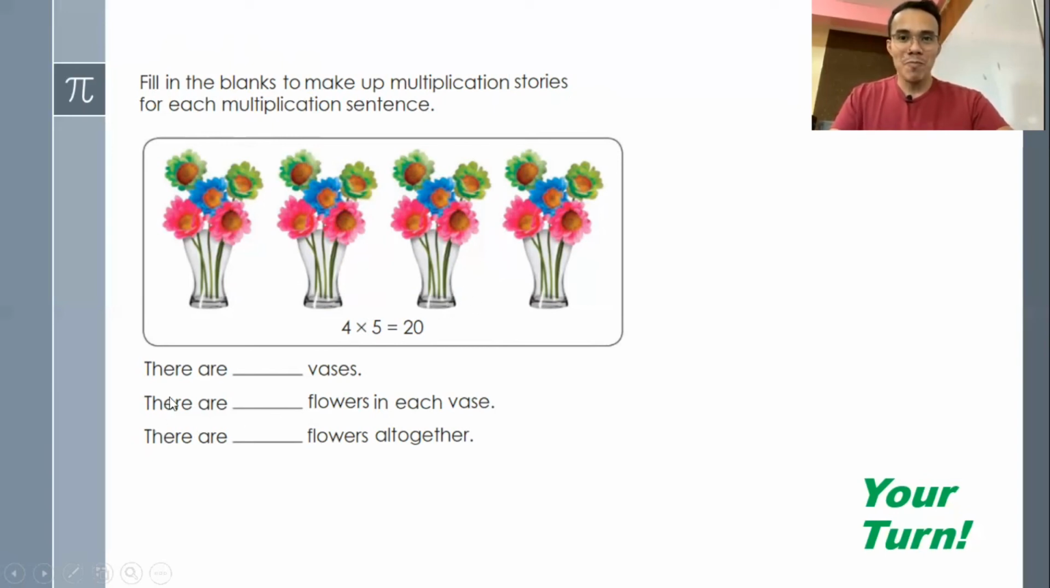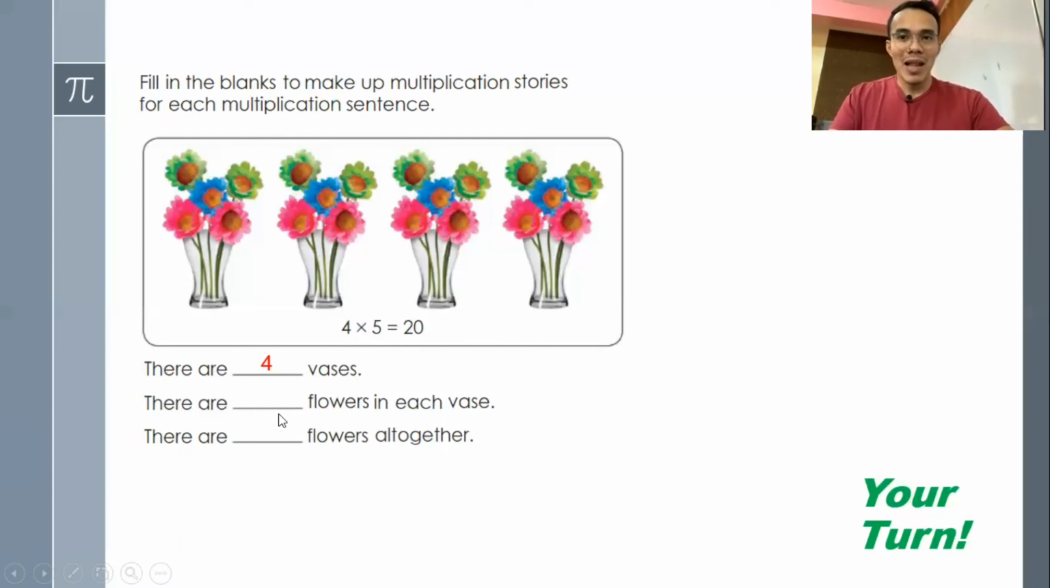So for the first blank, there are blank vases. How many vases are there in the picture? We have 1, 2, 3, 4. There are 4 vases or there are 4 groups. Look at where 4 is located in the multiplication sentence. It's the first number written.